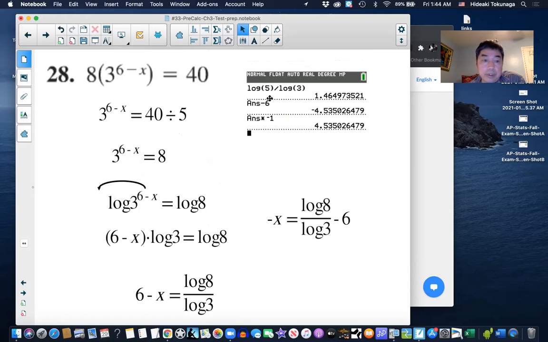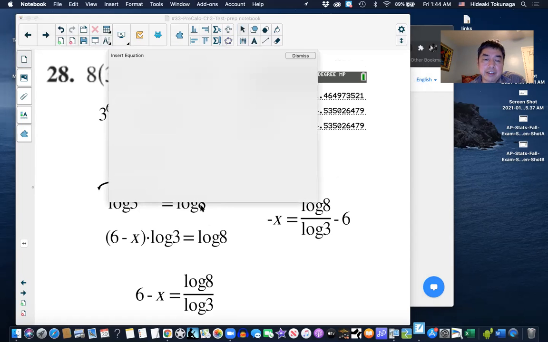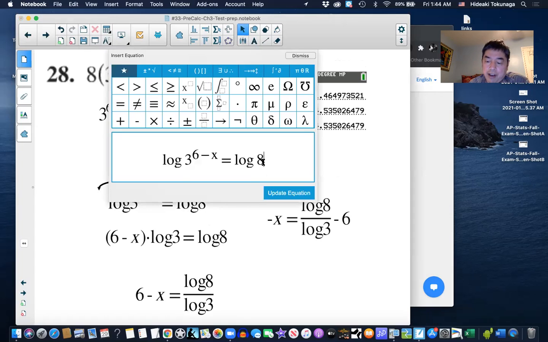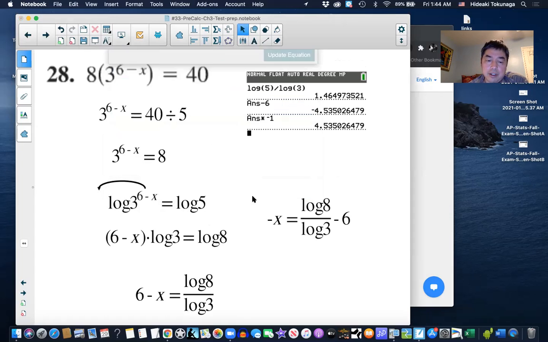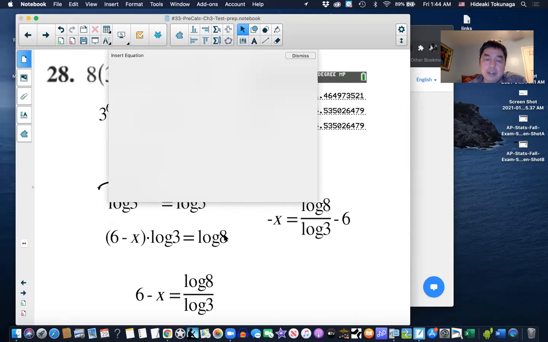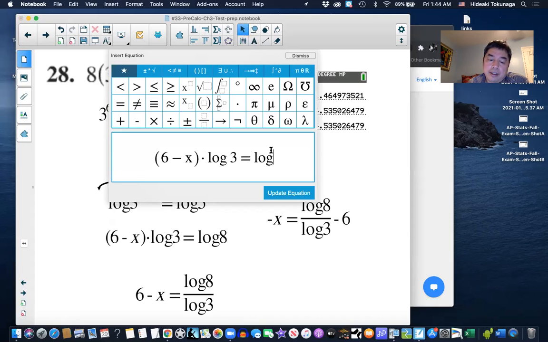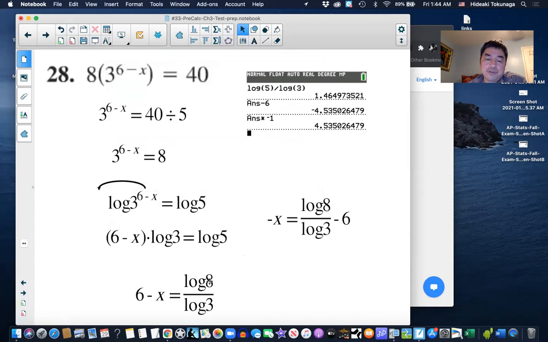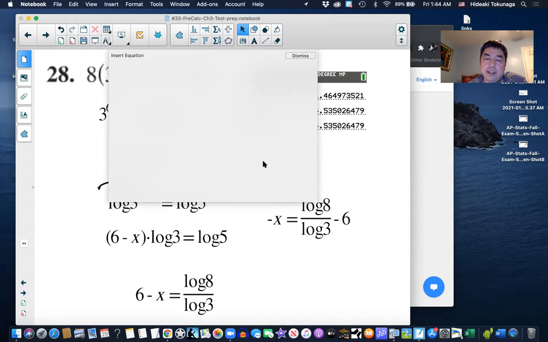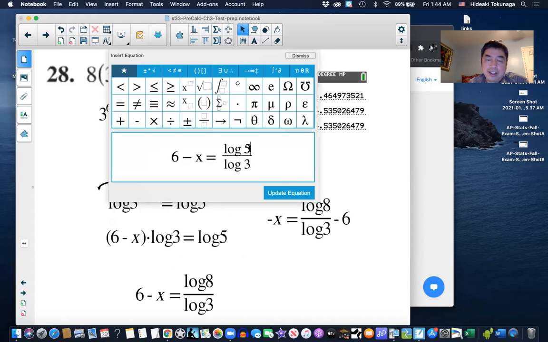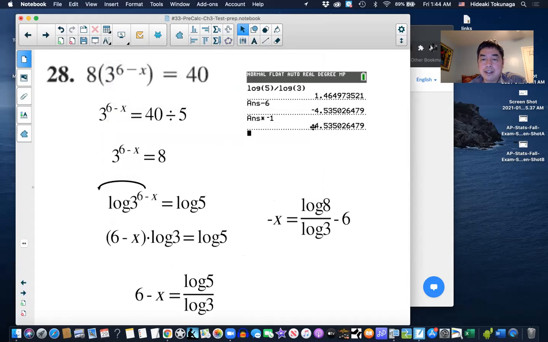What did I do? I should put log base 8 divided, oh, I'm sorry, this is 40 divided by 8 is 5. So I'm glad I caught it. So this should be 5, because everything is 5 here. Okay, 40 divided by 8 is 5. So I'm glad I did the homework, so I caught my mistake.